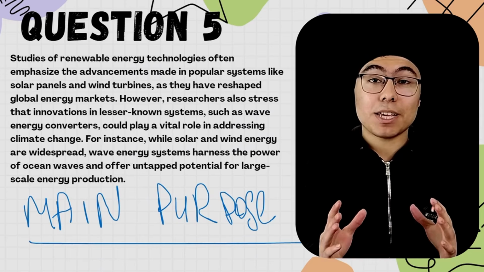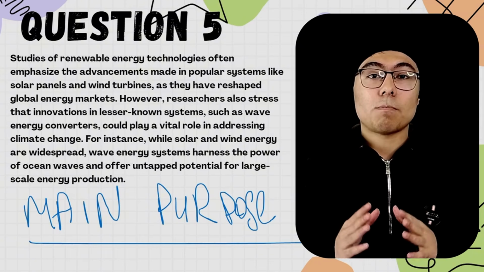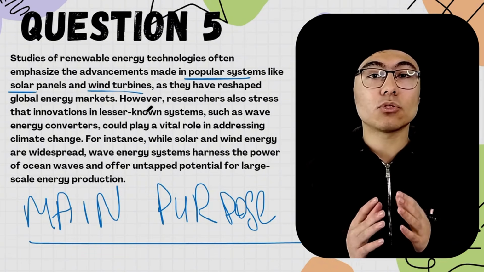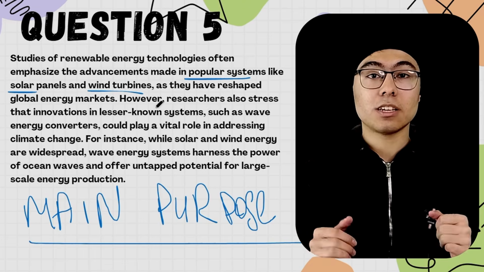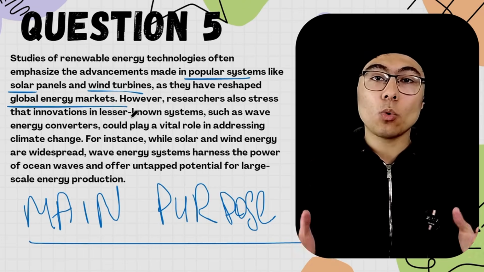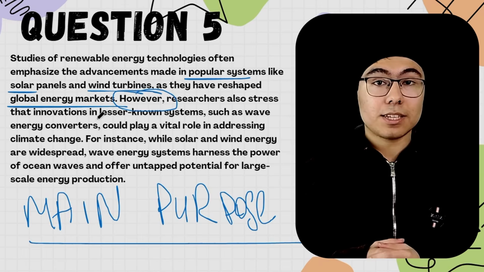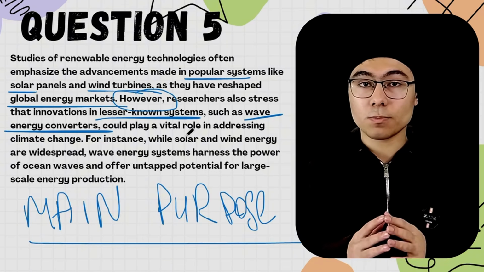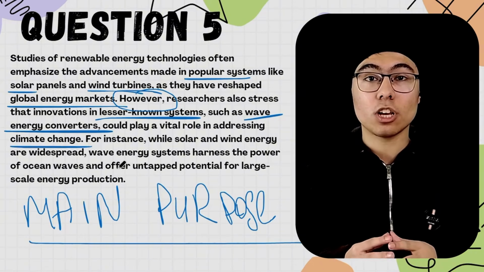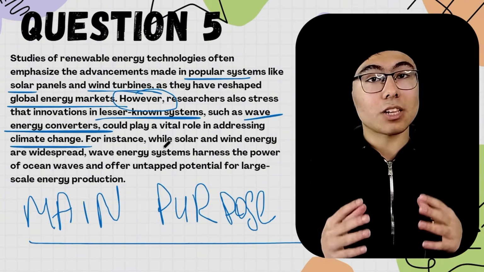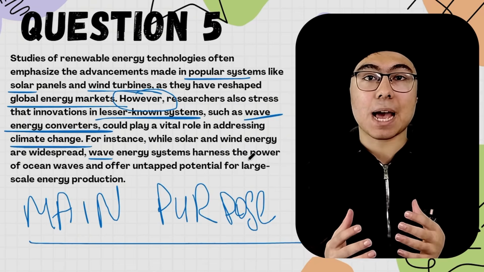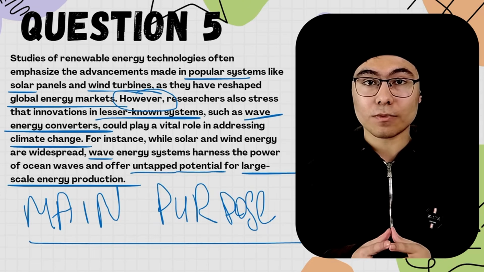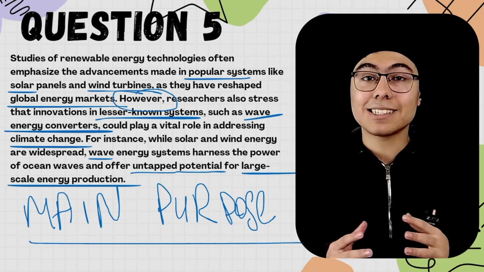So the next step is reading the text. Popular systems are solar panels and wind turbines, which dominate renewable energy discussions because they've changed global markets. Lesser known systems, the text says, like wave energy converters, could also be crucial in fighting climate change. And a key point here is that unlike solar and wind, wave energy is still untapped, but it has huge potential for large-scale energy production. So the next step, number 3, is predicting the answer choice.